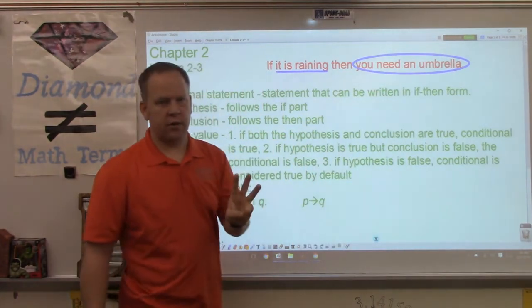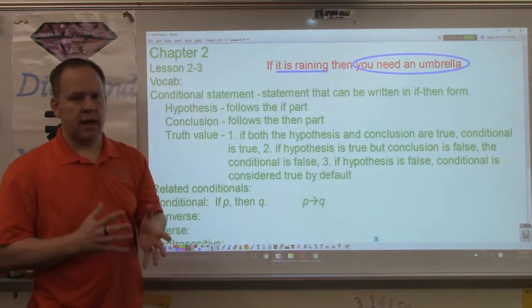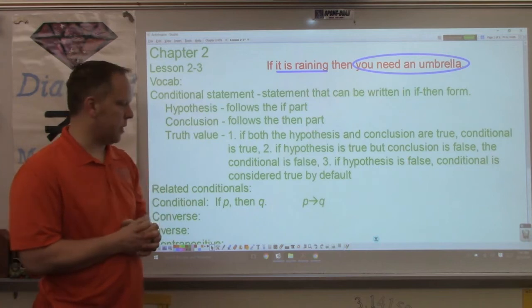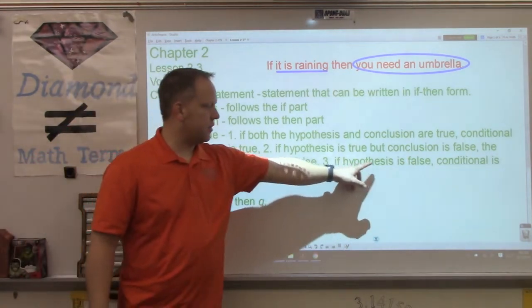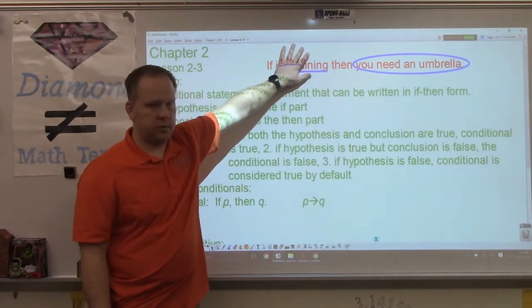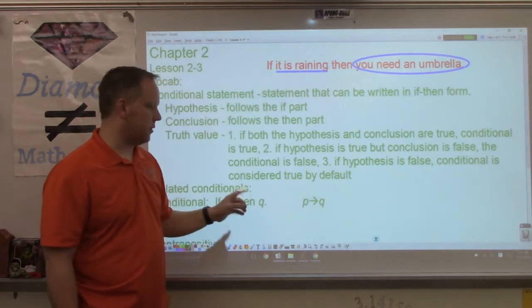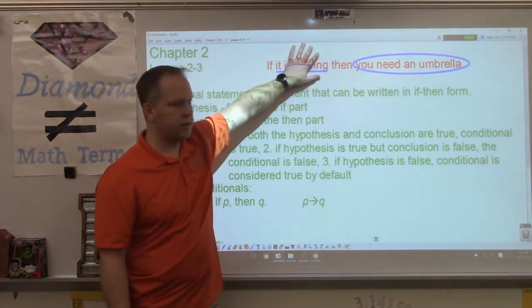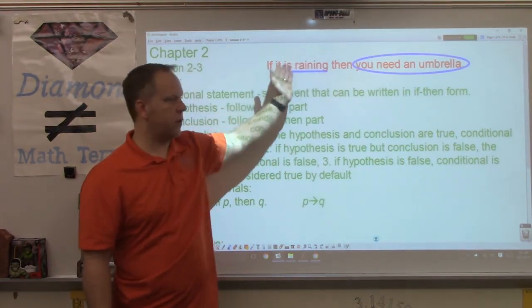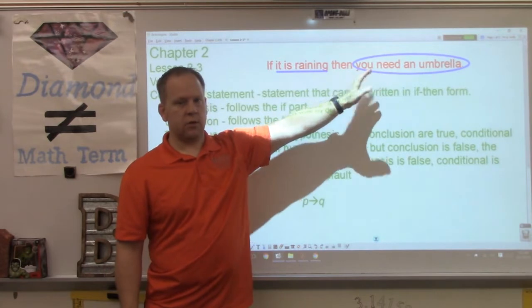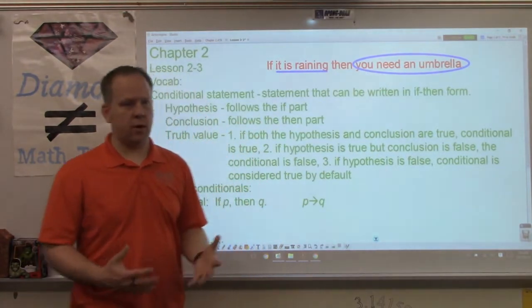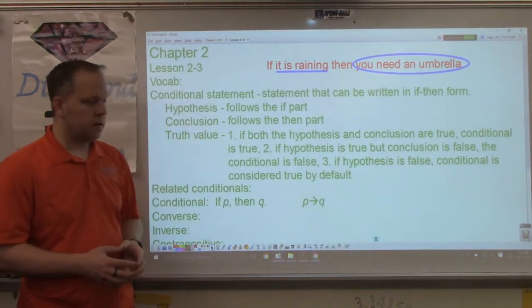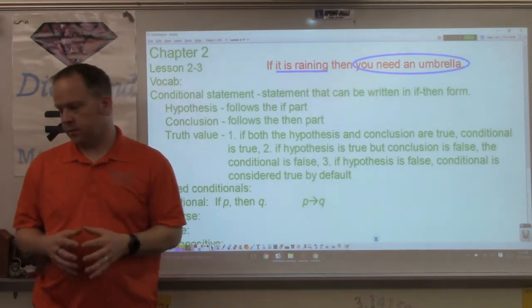The third scenario is the one that gets really confusing and kind of freaks people out a little bit. If my hypothesis is false, then by default, I have to consider the whole sentence true. Because if this is false, I have no way of proving whether or not the whole thing is true or not. So by default, I just consider it true, and we go on from there. You'll see more of this when we get to the examples.